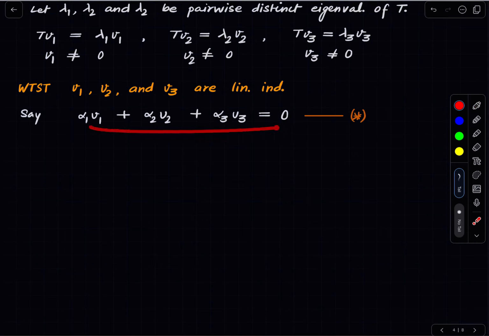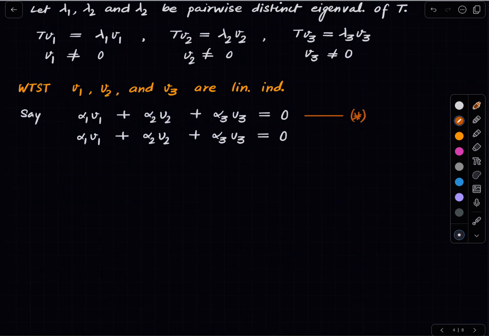So say this is 0 for some alpha 1, alpha 2 and alpha 3, and we want to show that each alpha i is 0. And we have called this equation star. Again, apply T to both sides to obtain this equation, which gives this equation, which we will label as dagger.